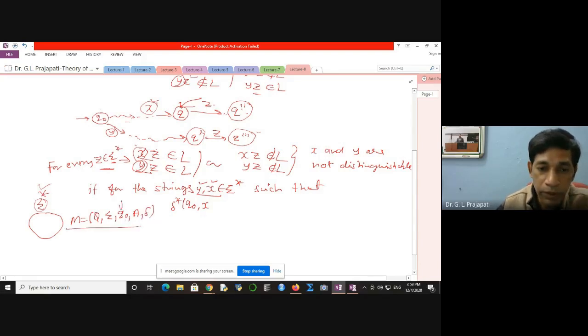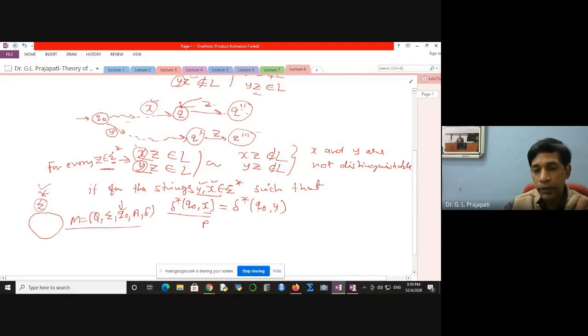So q0 is the initial state. If you start from the initial state, x is taken from the sigma star, and you find that this is equal to delta star q0 y. What do you mean by this? We have seen the transition for the delta star yesterday. What delta star says is that whenever you are in some state, and in that state you are receiving a substring, say for example x, from that state, where can your automaton go? So the output of this is what? It is some state, say for example p.